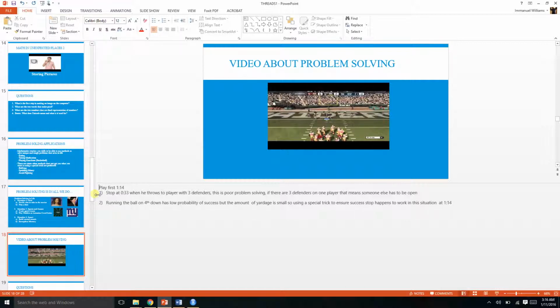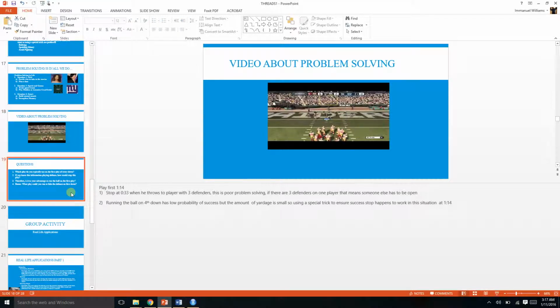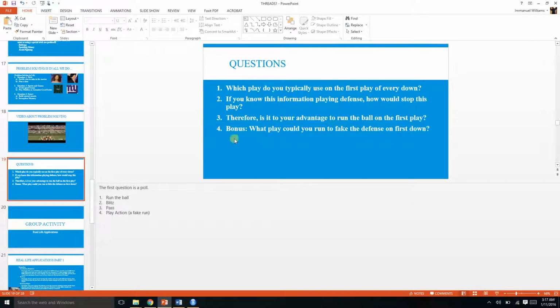You stop. The first stop is at 33 seconds to discuss how they threw the ball into where there were three defenders, and then second, from 34 seconds to a minute and 14 seconds is where the player actually ran the ball on fourth down, and it was because it was short yardage. And then again, here are some questions that are associated with that last video.